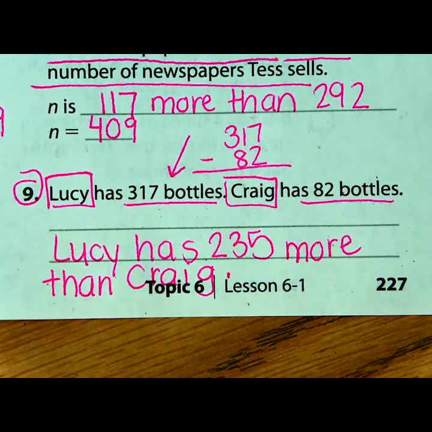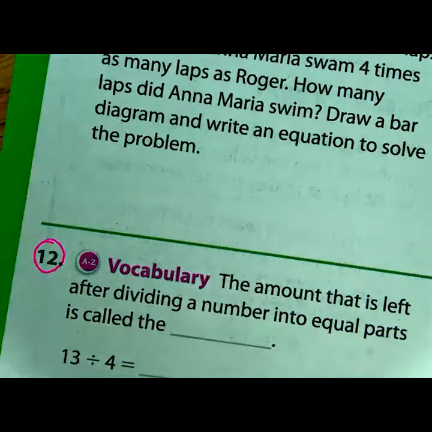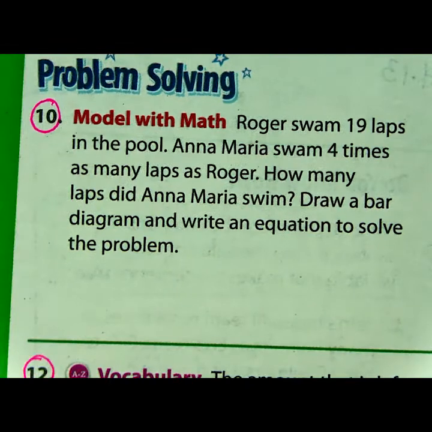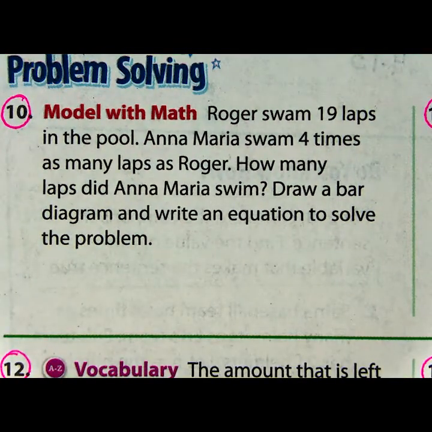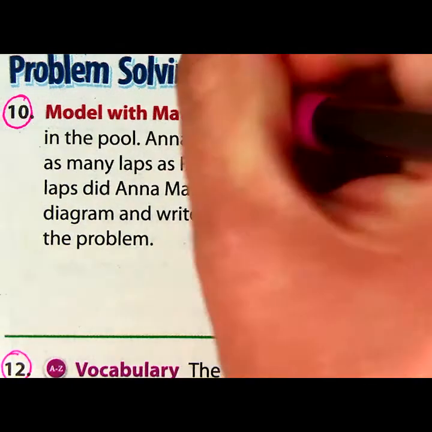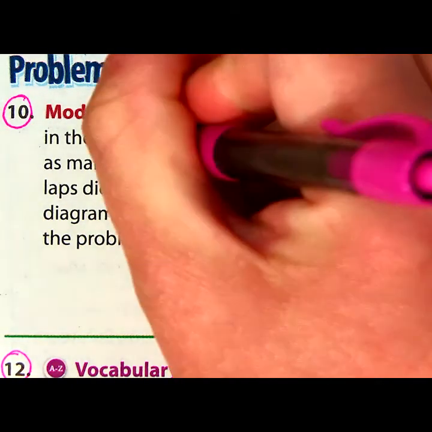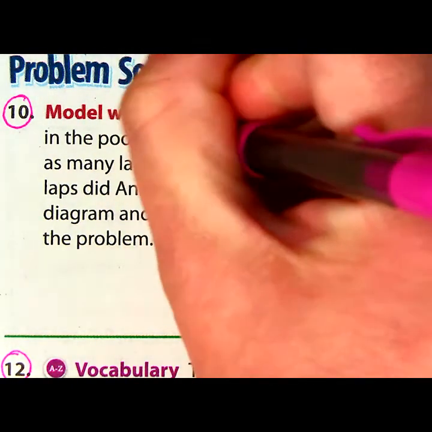Excellent. Let's take a look at the back. We had a couple problems back here. Number 10, so we're looking at some word problems. Roger swam 19 laps in the pool. Anna swam 4 times as many laps as Roger. All right, we're comparing Roger to Anna. Oh, Anna Maria. Look at that.